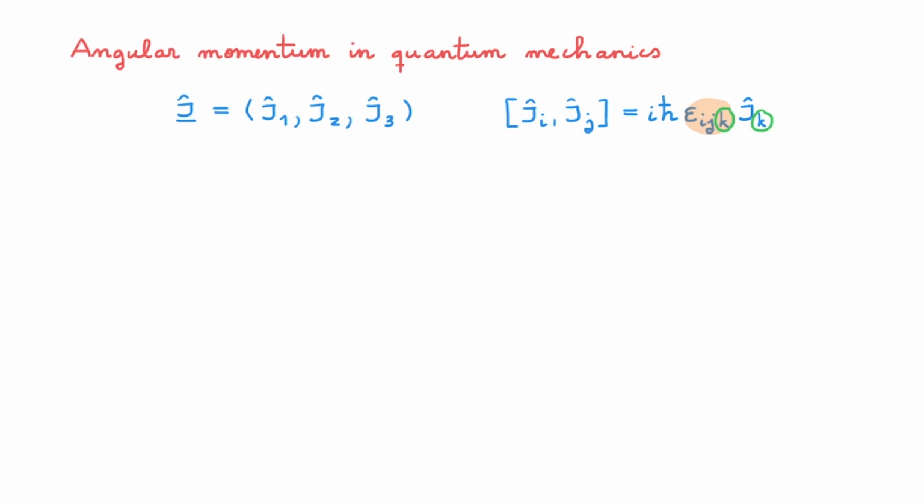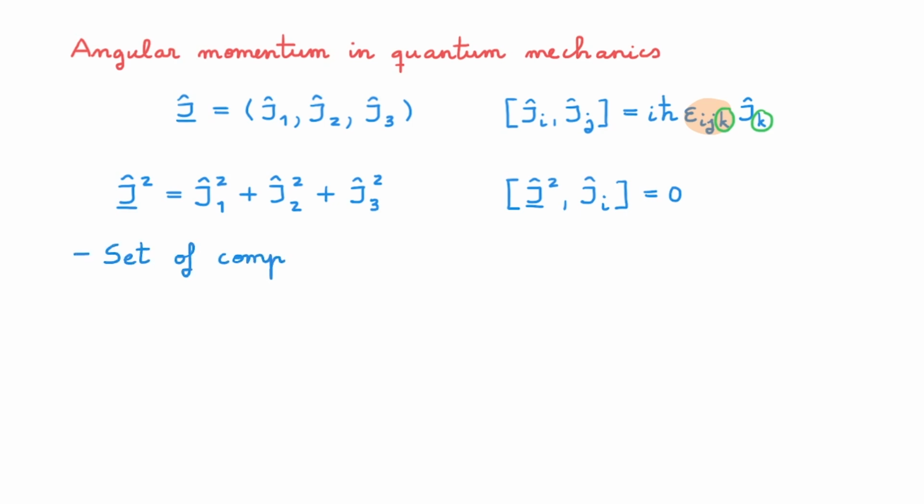What we found in the video that introduces angular momentum was that we can define a new operator J squared equal to J1 squared plus J2 squared plus J3 squared. And that this operator J squared does commute with each individual component. This means that in the quantum theory of angular momentum, we can build a set of compatible observables by considering J squared and one of the components Ji, which is typically chosen to be J3.